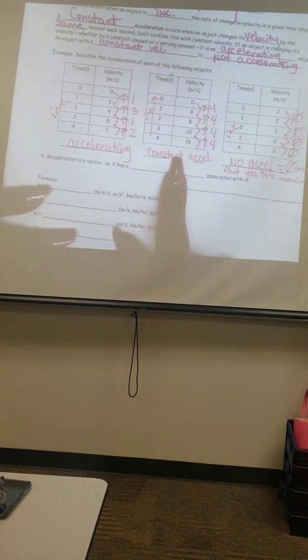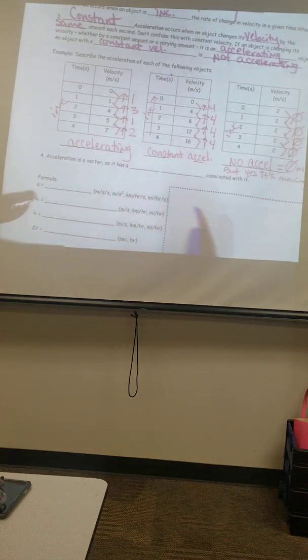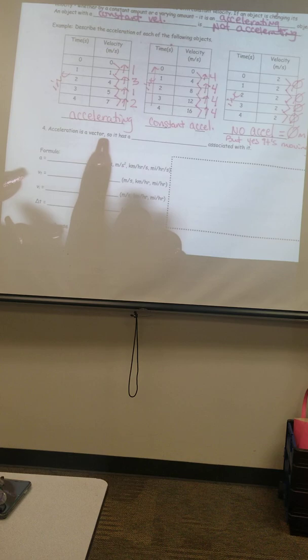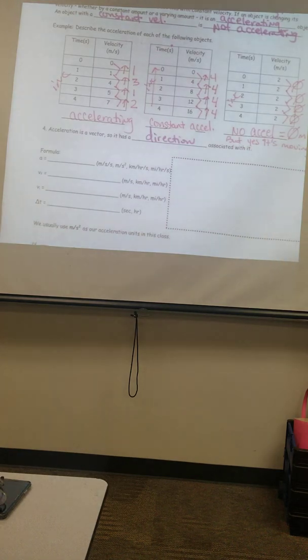This one is moving, and it is accelerating constantly by 4, 4, 4, 4, 4. It is getting faster. And remember, it also could be going slower as well. Acceleration is a vector quantity, so that means that it has direction associated with it.